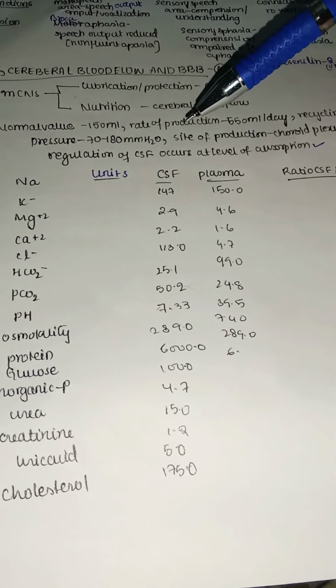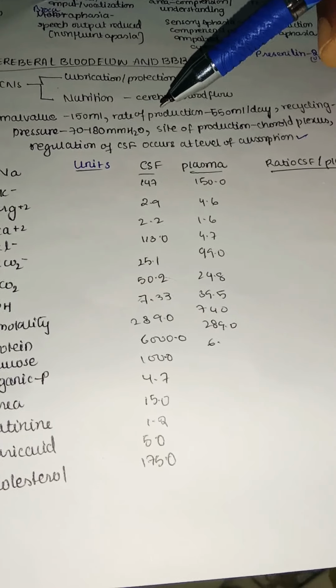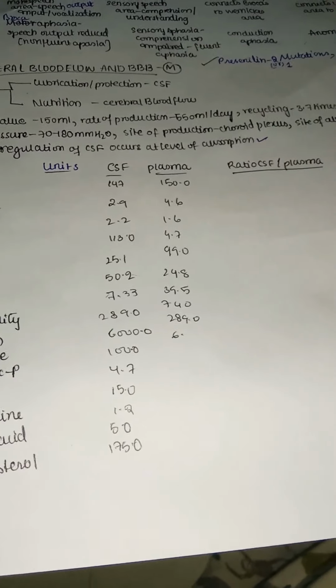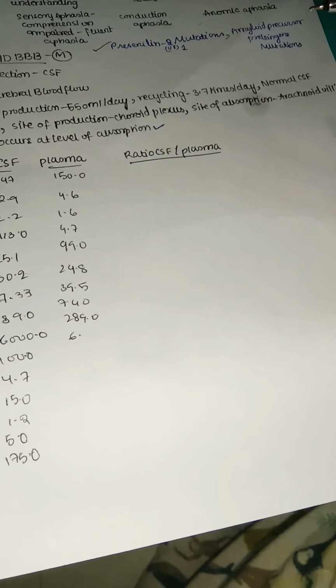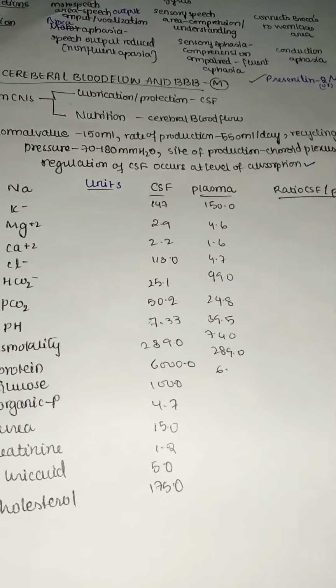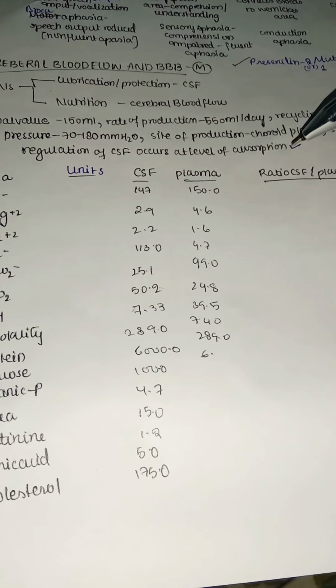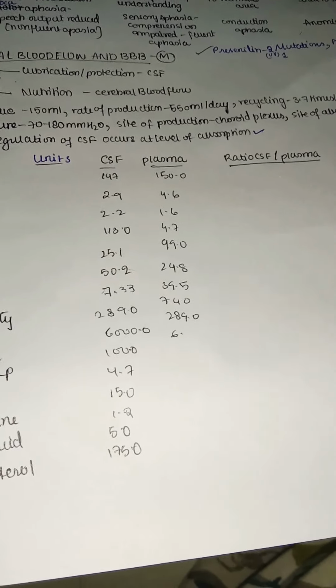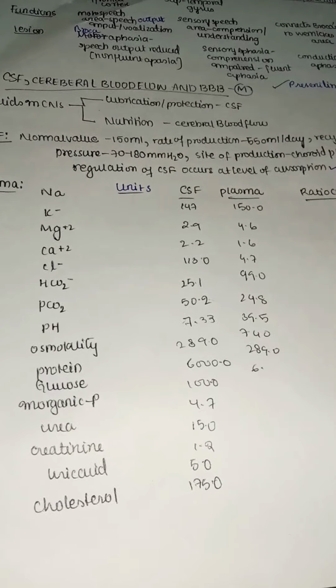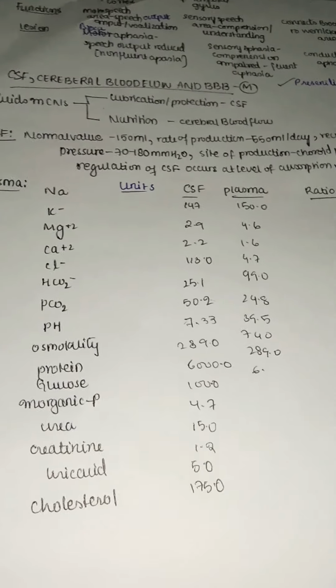The normal CSF pressure is 70 to 180 millimeters of water, the site of production is the choroid plexus, and the site of absorption is the arachnoid villi. The regulation of CSF occurs at the level of absorption, that is at the arachnoid villi. These are all the important points we first need to understand in CSF.